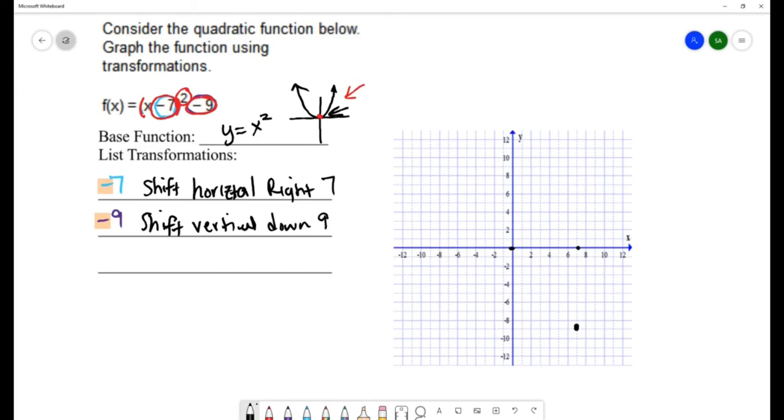We started out having an up-facing parabola. We'll continue to have an up-facing parabola. You would only turn it into a down-facing parabola if you had a reflection, which would be a negative. So we have an up-facing parabola, and that is the sketch of our quadratic function.